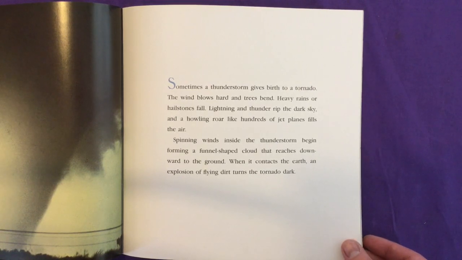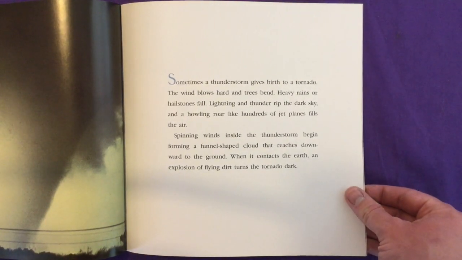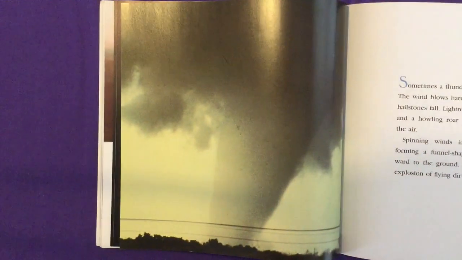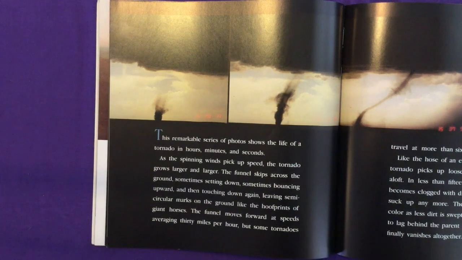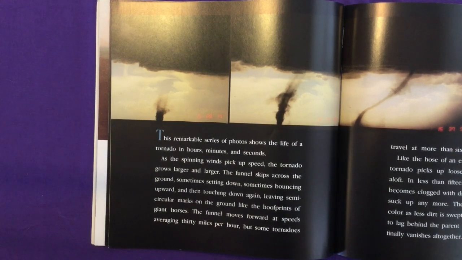Spinning winds inside the thunderstorm begin forming a funnel-shaped cloud that reaches downward to the ground. When it contacts the earth, an explosion of flying dirt turns the tornado dark. This remarkable series of photos shows the life of a tornado in hours, minutes, and seconds. As the spinning winds pick up speed, the tornado grows larger and larger.